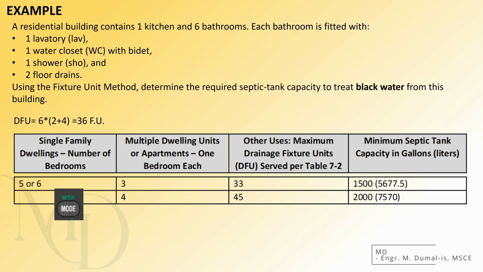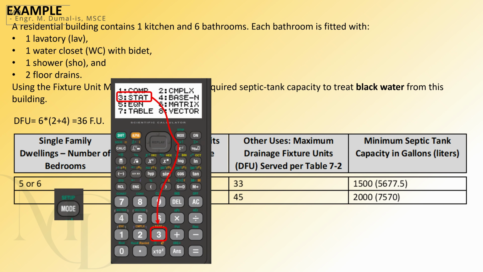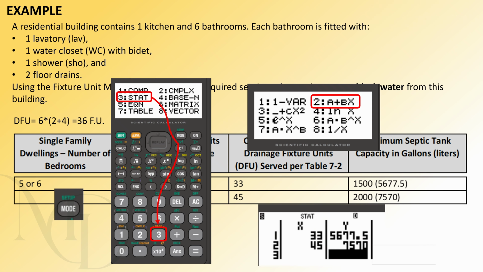For this example, we'll switch to stat mode and use it to perform the interpolation. Then choose option 3 to activate stat. Next, press 2 to select linear equation. In the table, enter 33 and 45 under column X. Then, enter 5,677.5 and 7,570 under column Y. These are the values of the capacity in liters. Finally, clear the display by pressing AC while keeping the data stored in memory.